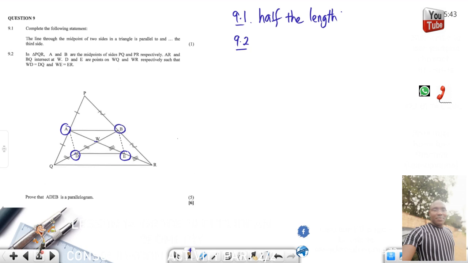ADEB is a parallelogram. Guys, quickly take note, what are the properties of a parallelogram? At least one pair of opposite sides are equal and parallel. Let's check something. A is the midpoint of that, and B is also the midpoint of that. Since A is the midpoint there, and B is also the midpoint, you remember we proved the midpoint theorem by construction. Is it okay to therefore say that, number one, AB must be parallel to QR? It is the line that joins the midpoints of both of them. So we can therefore conclude that this side is equal to that side.